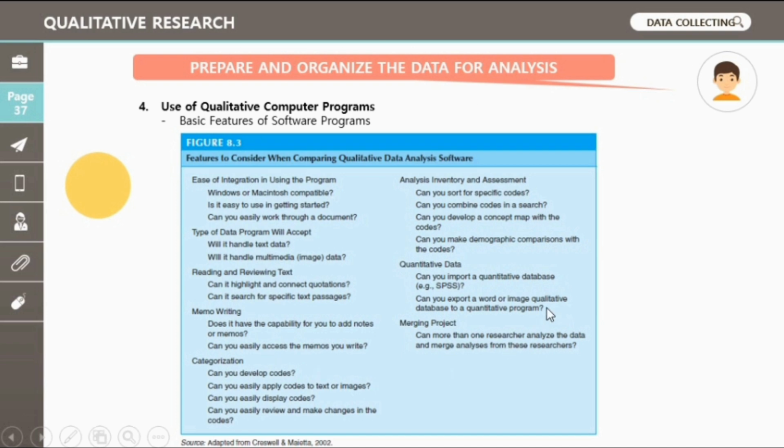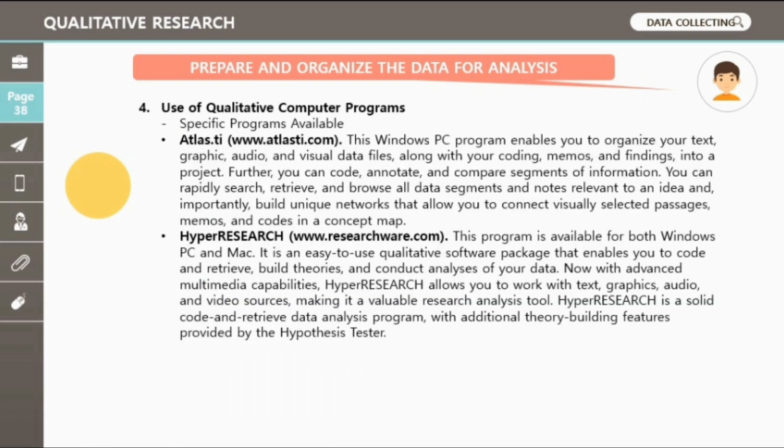There are features to consider when comparing qualitative data analysis software. You can read it by yourself. For the next, specific programs available. For the first, Atlas TI. This Windows PC program enables you to organize your text, graphic, audio, and visual data files along with your coding memos and findings into a project.